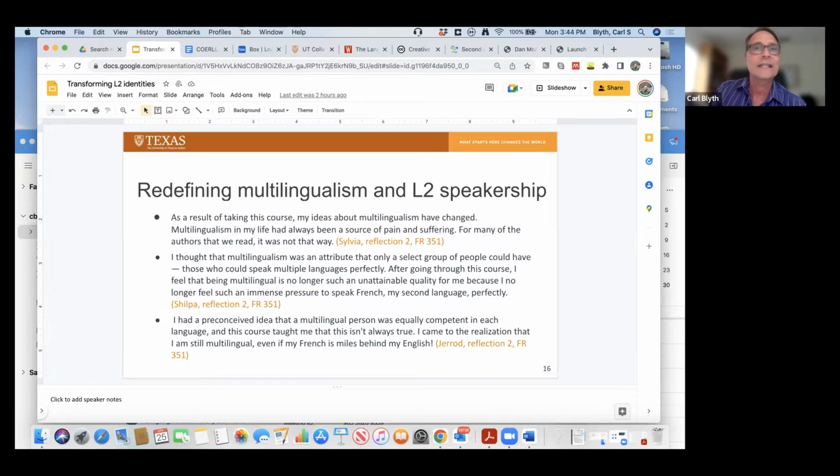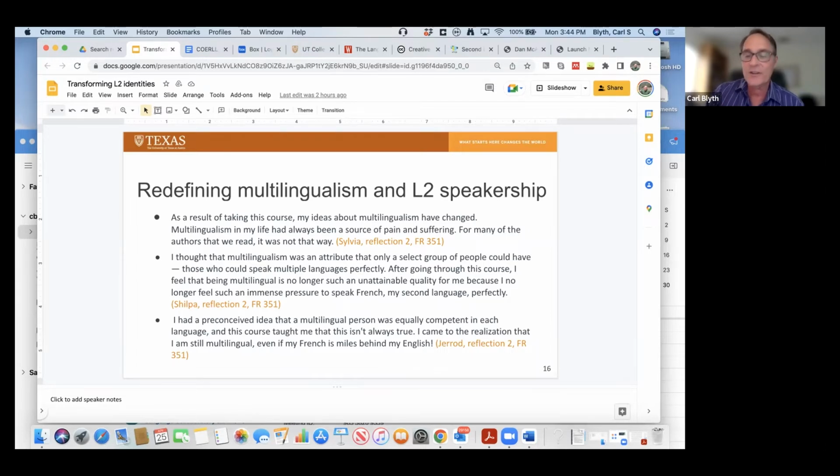I had a huge amount of multilingualism. I had people who spoke Tagalog, Hindi, many different languages. Of course, since this was at the University of Texas, a lot of bilinguals from the Rio Grande Valley, so they spoke French, English, and Spanish. Shilpa, an Indian American, says, "I thought that multilingualism was an attribute that only a select group of people could have, those who could speak multiple languages perfectly." Yes, the word perfectly comes back a lot in these reflections. "After going through this course, I feel that being multilingual is no longer such an unattainable quality for me because I no longer feel such an immense pressure to speak French, my second language, perfectly."